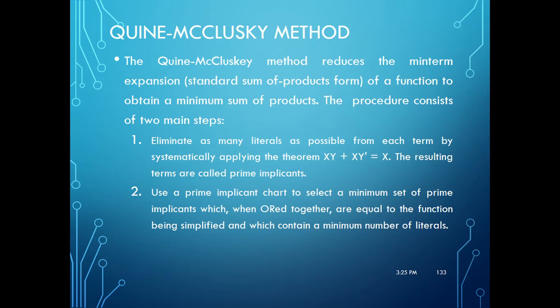Here y changes to y bar, so that term actually gets cancelled. So if you have something like 0 with 1, in the problems you will cancel those terms and mention it as a dash. You have to keep this in mind. The next step is to use a prime implicant chart to select a minimum set of prime implicants. That is the next step you are going to follow.